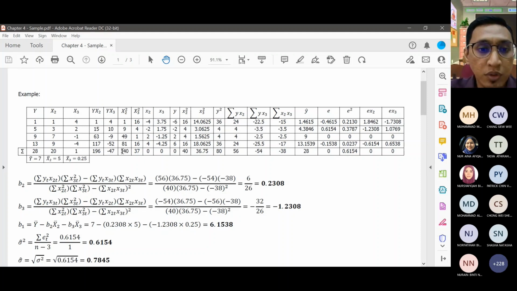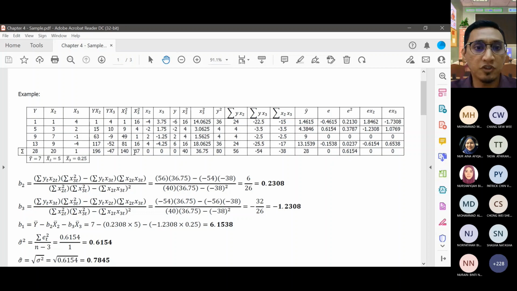And then after that, we do the same for x3. I'm not going to explain in detail for x3 because it is the same. The squared values of x3 are 16, 4, 1 and 16, and its sum is 37.